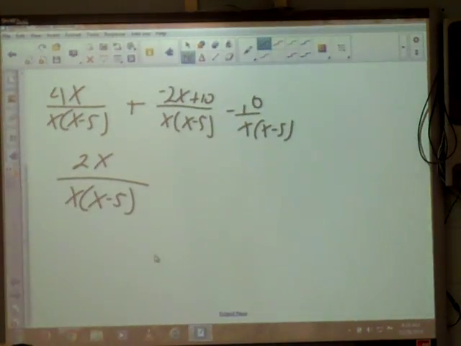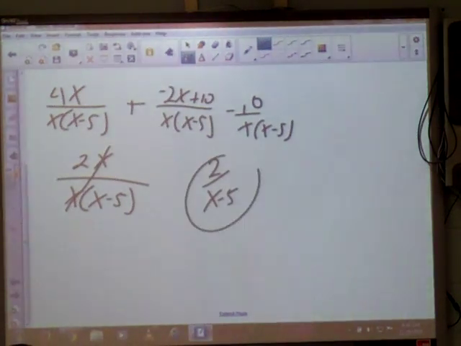Now, you can simplify that one more step. What can you do to simplify that one more step? Good. You see that, Angie? Mark those x's out. So you just got 2 over x minus 5.